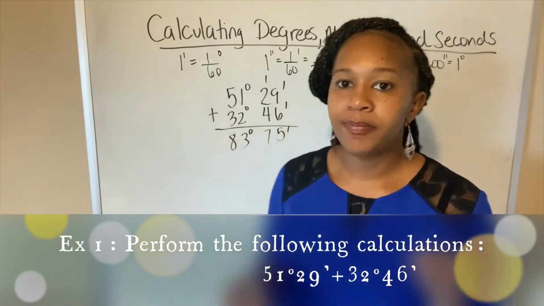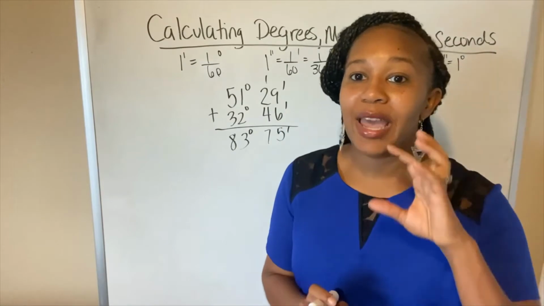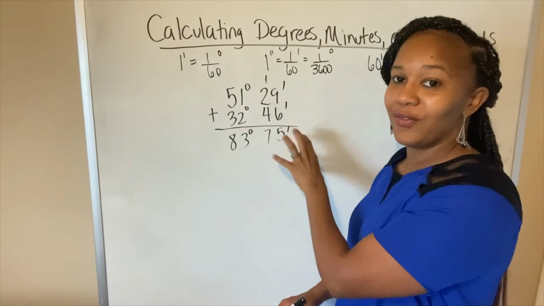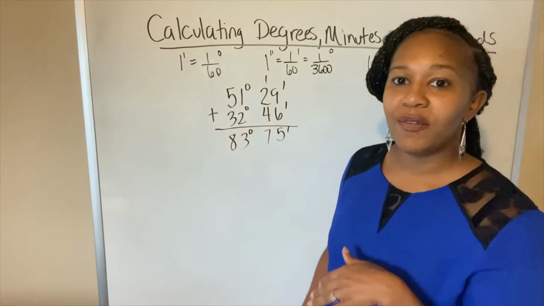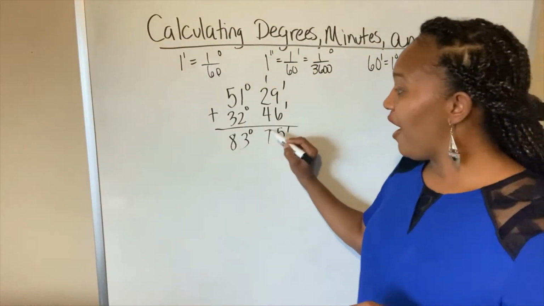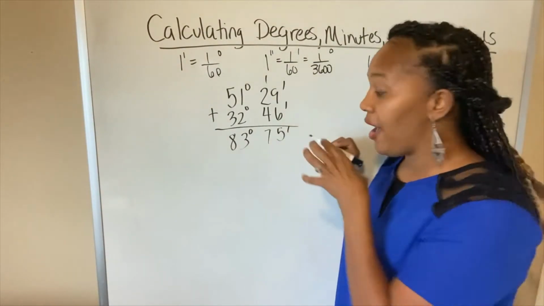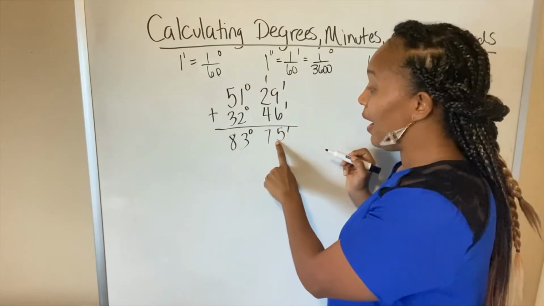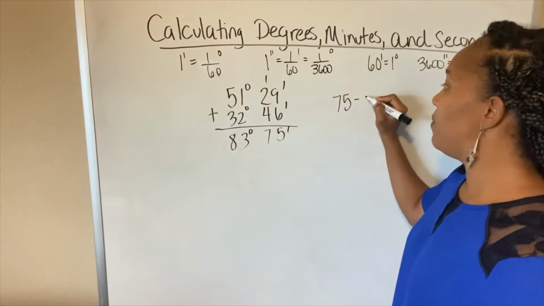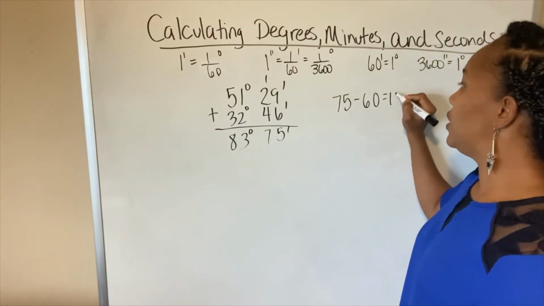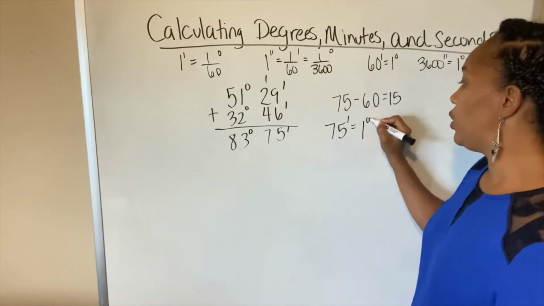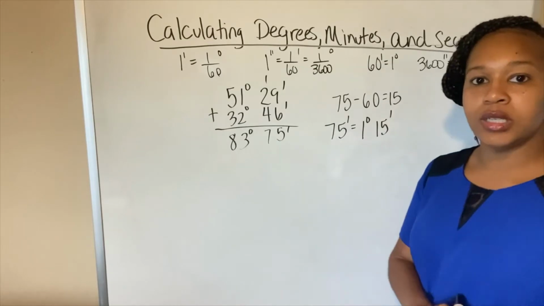Now that's degrees. Now the only thing we would do different is that we would have to convert. If we have any degrees over here, we would have to convert it and move those degrees over here. So how do I know if I have any degrees? So remember, 60 minutes is 1 degree. So if I have more than 60 minutes here, that means I have some degrees in here, okay? And I have 75 minutes. So I have 75 minus 60 is 15. So 75 minutes is equal to 1 degree and 15 minutes, okay?